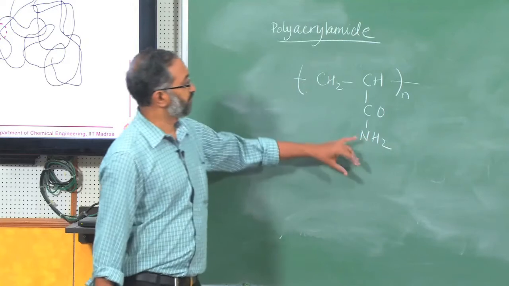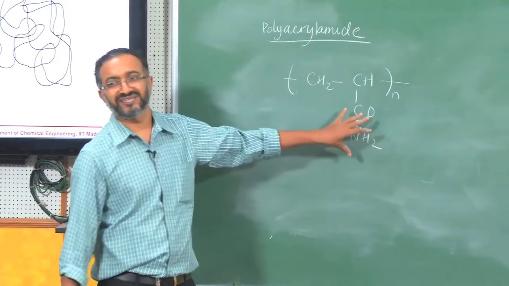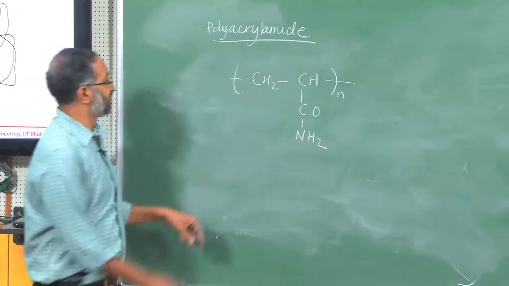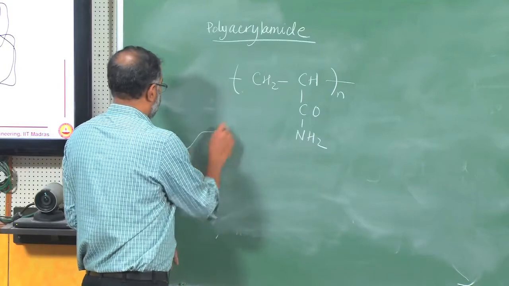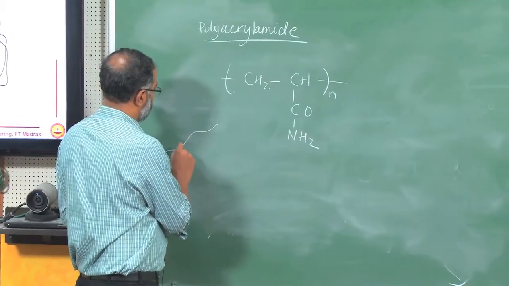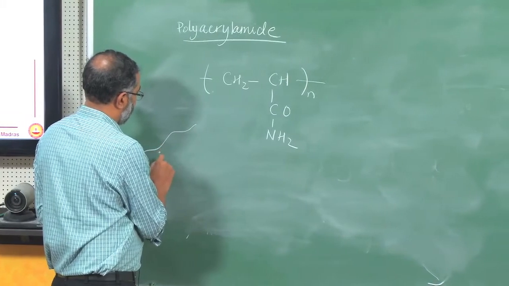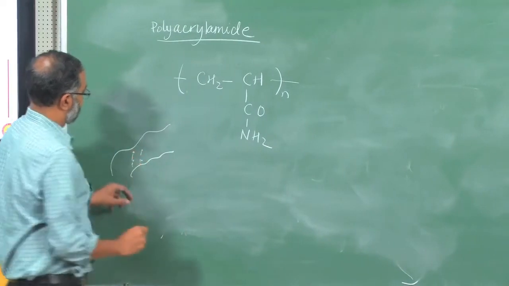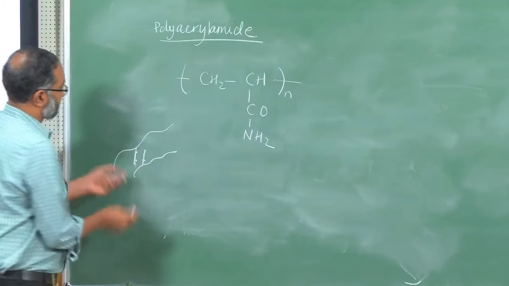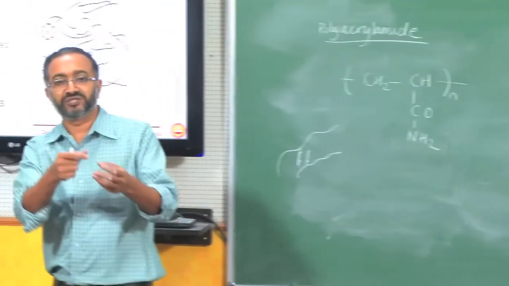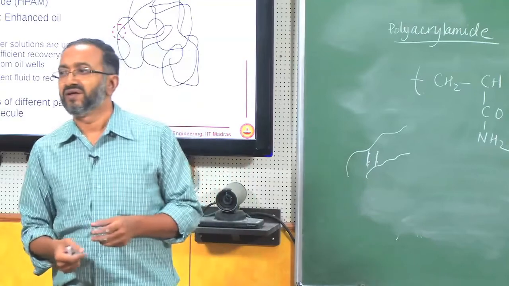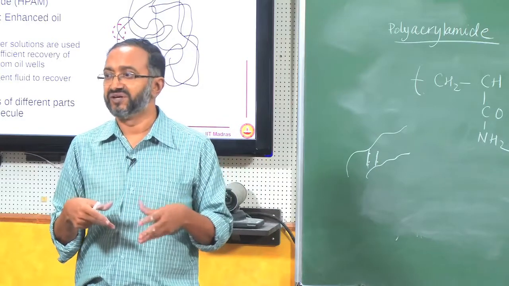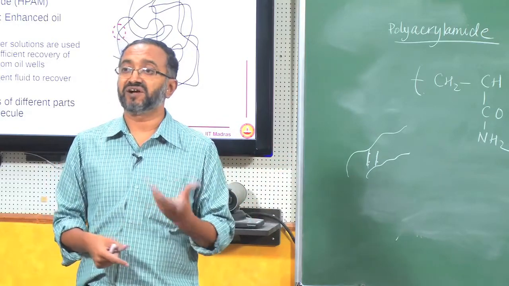So, what you can see in this polymer is these hydrogen bonding centers, CONH2, which are strong hydrogen bonding centers. So, you can have interaction between one molecule and another molecule, because strong hydrogen bonding is possible between one CONH2 and another CONH2. And therefore, intermolecular interactions and intramolecular interactions are very strong in the case of this polymer because of the presence of hydrogen bonding.